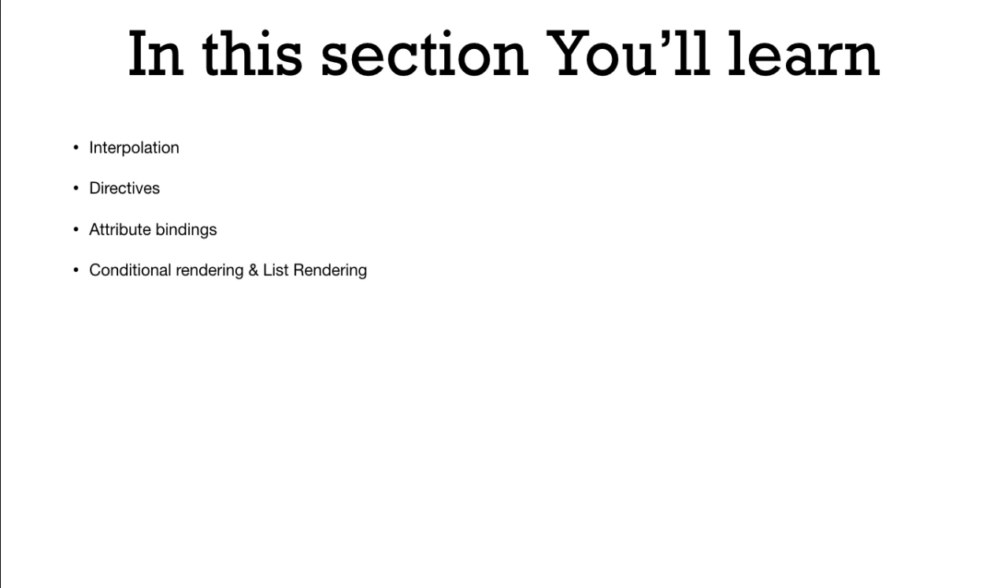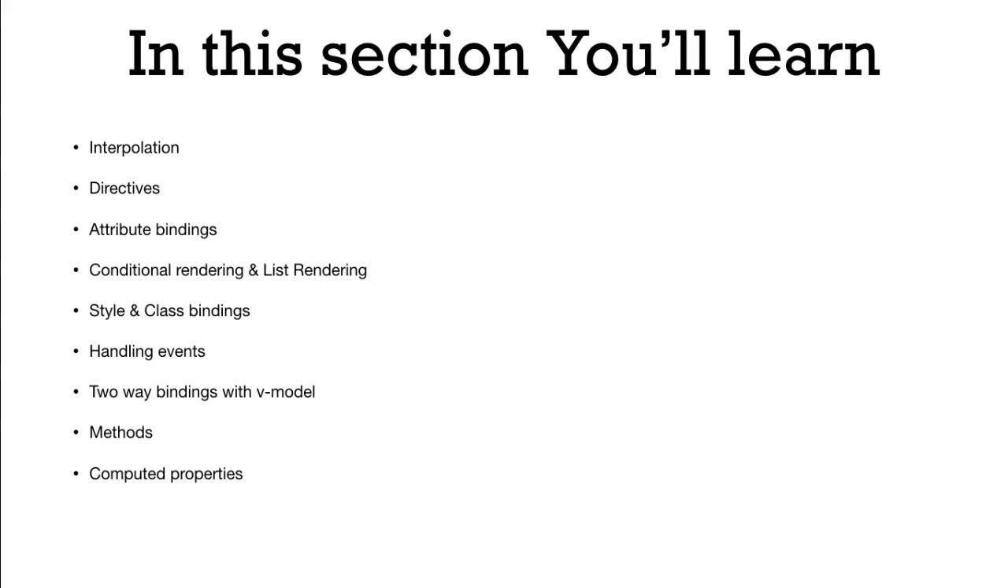In this section, we're gonna learn about Vue.js basic concepts such as interpolation, directives, attribute bindings, conditional rendering and list rendering, style and class bindings, handling events, two-way bindings with the Vue model, methods, computed properties, and watcher.